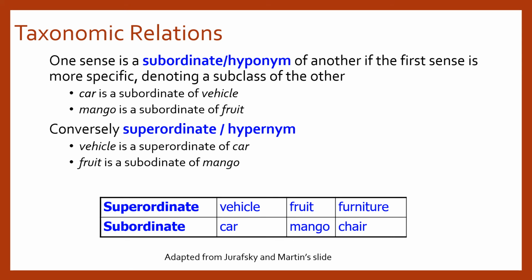The mango is a type of fruit. Car is a type of vehicle, and this is what we call a hierarchy, or a taxonomic relation. And once you converse them, then it becomes a superordinate or hypernym relation.